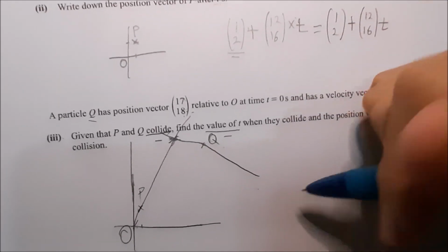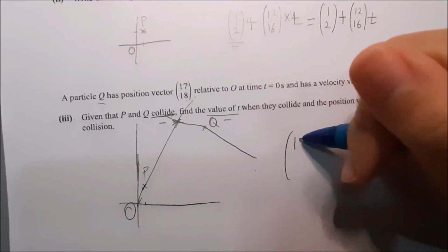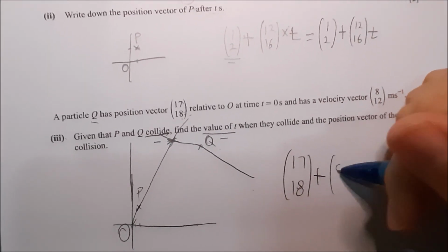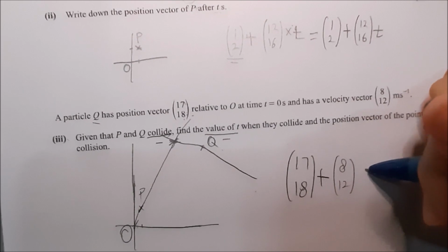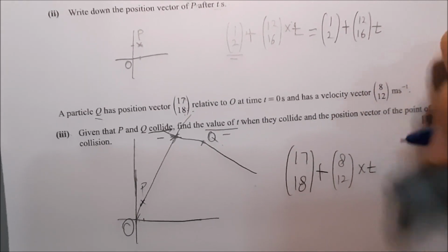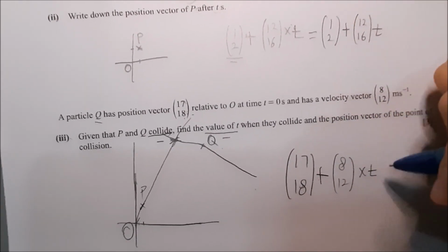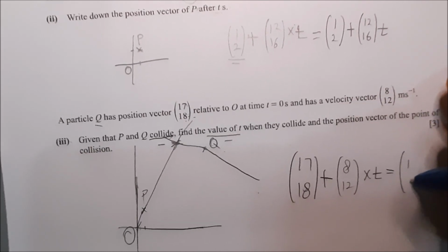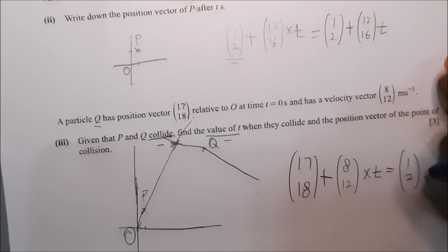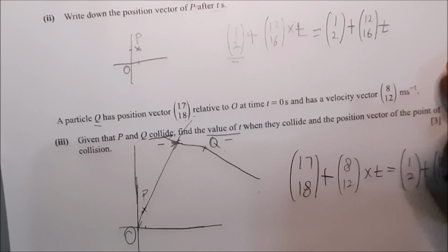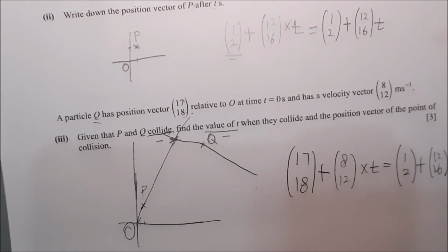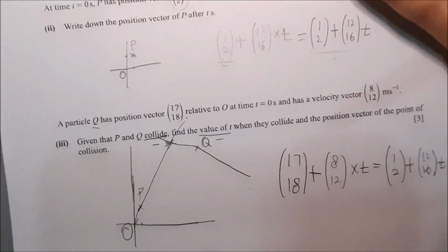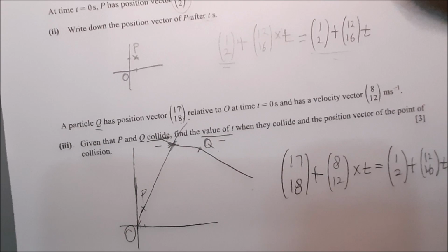So from here you can already know that (17, 18) plus (8, 12) times the time it takes, which you don't know how long it takes, so you have to find out, equals (1, 2) plus (12, 16)t. So this is basically the formula of the new position vector after some time has passed.